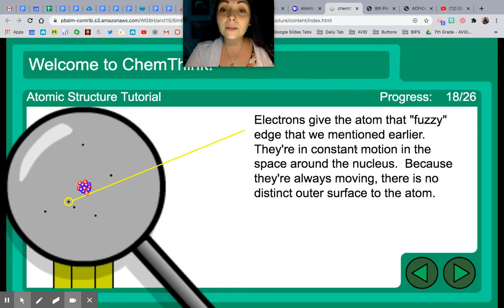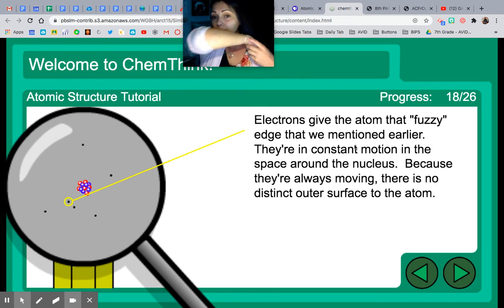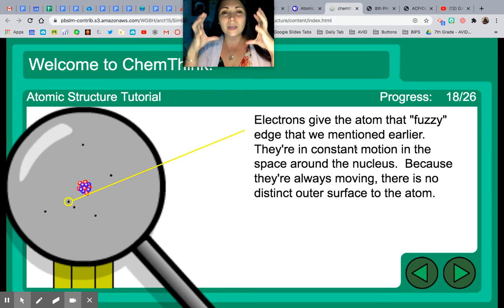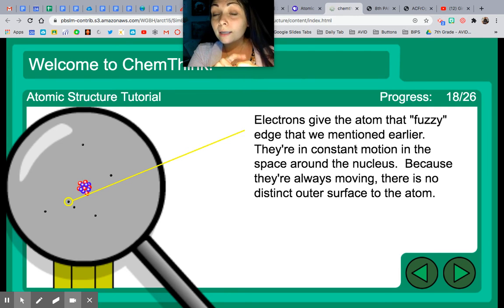Electrons give the atom that fuzzy edge that we mentioned earlier. They're always in constant motion in a space around the nucleus. Because they're always moving, there's no distinct surface of an atom. So you can't pin down the size of an atom because you have the nucleus that stays still with the protons and the neutrons. Neutrons are in the nucleus and they're neutral, and protons are positive and they're in the nucleus. And then you have electrons kind of sporadically spread out.